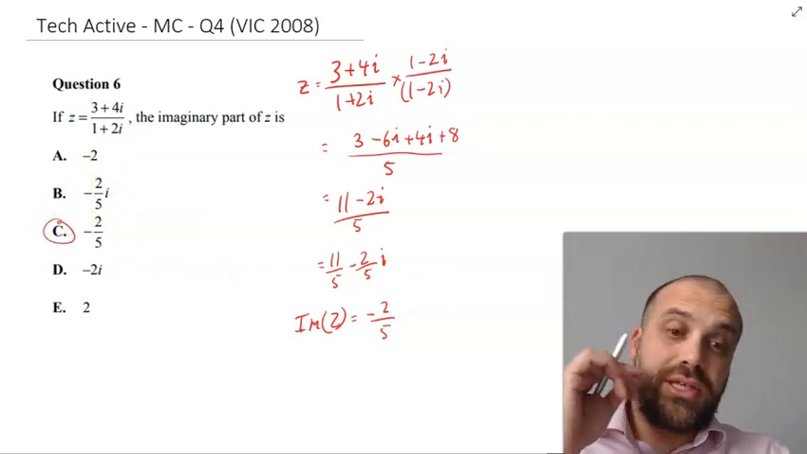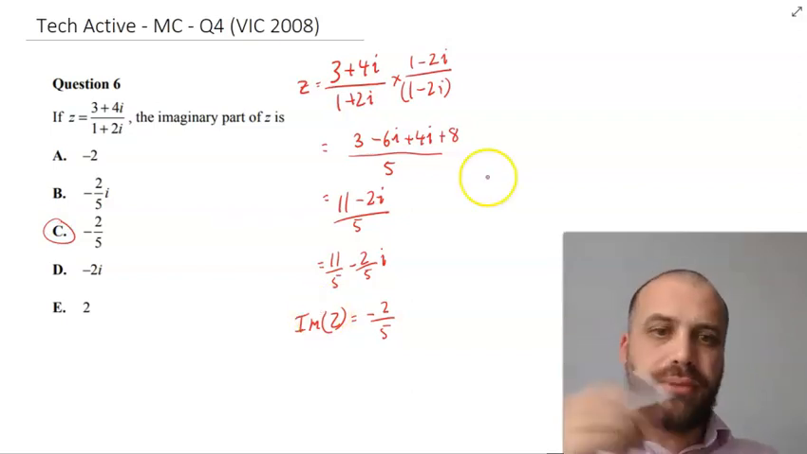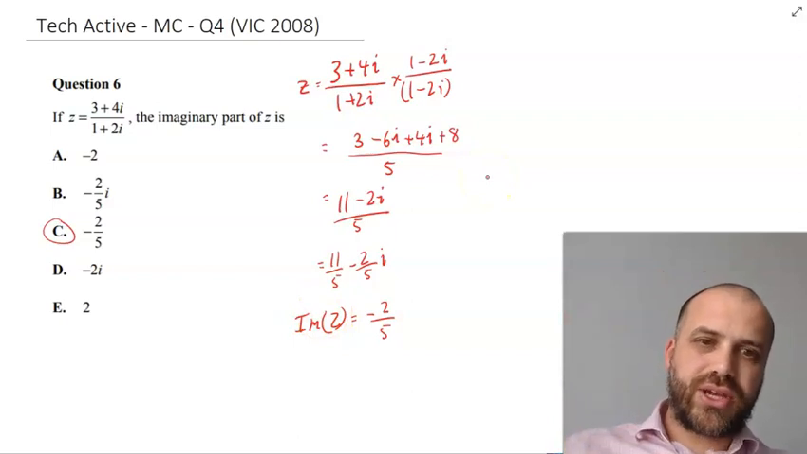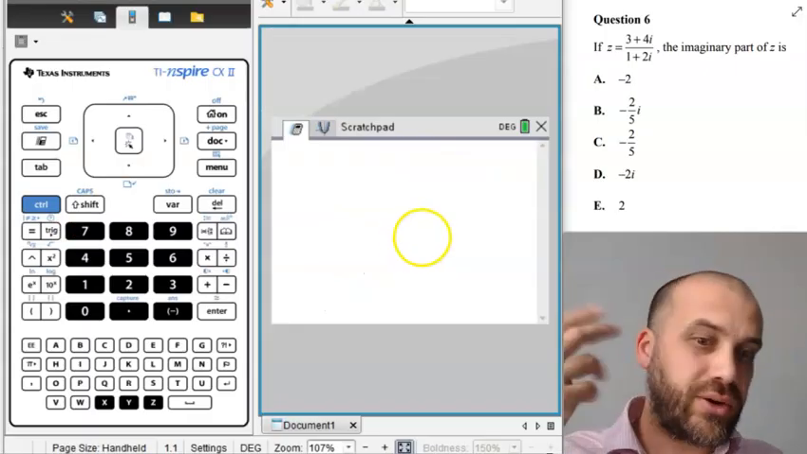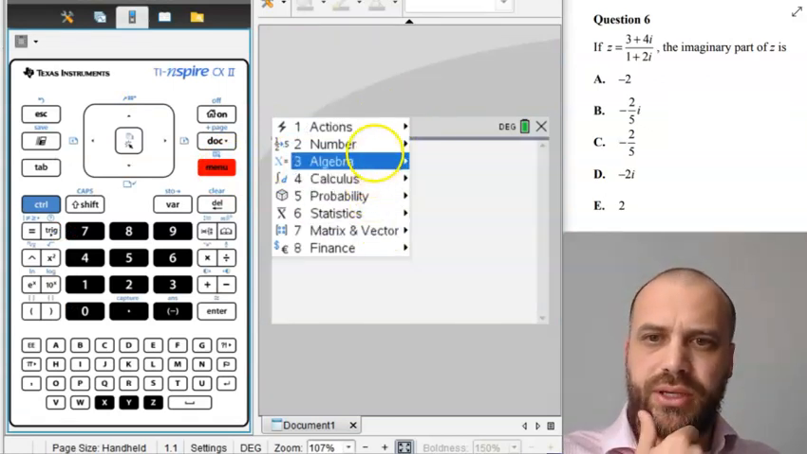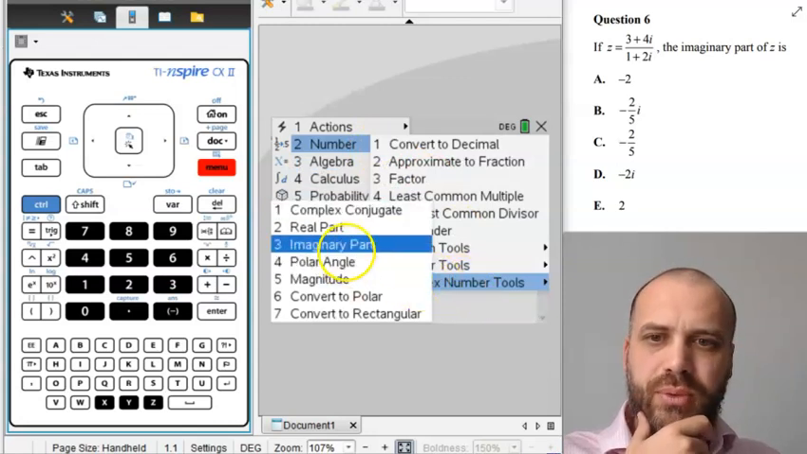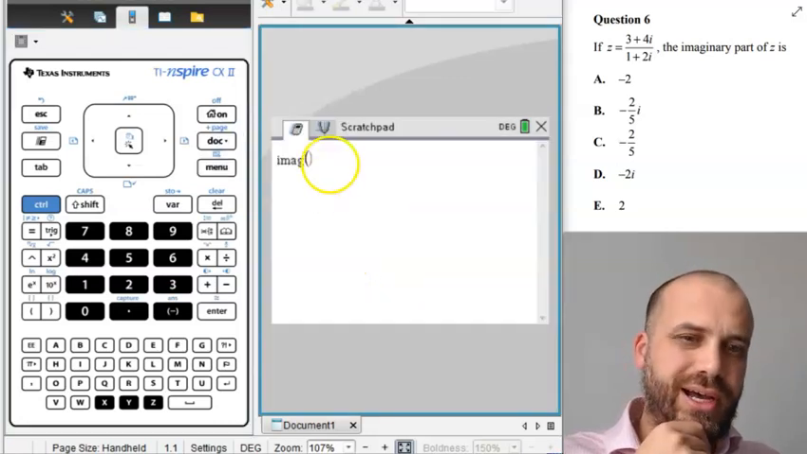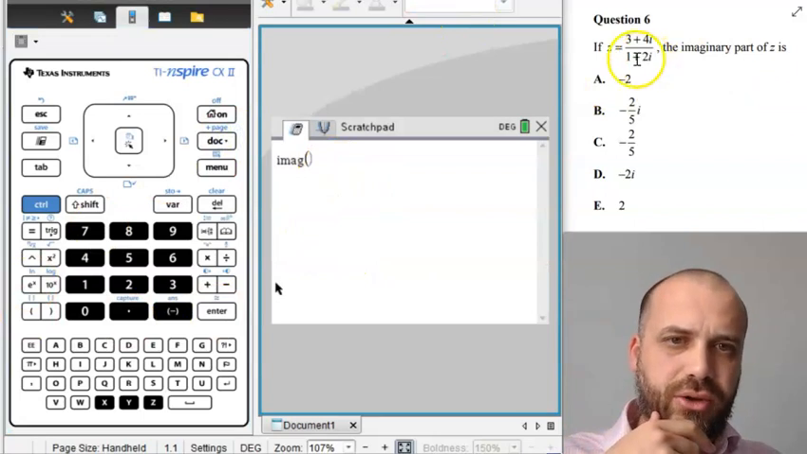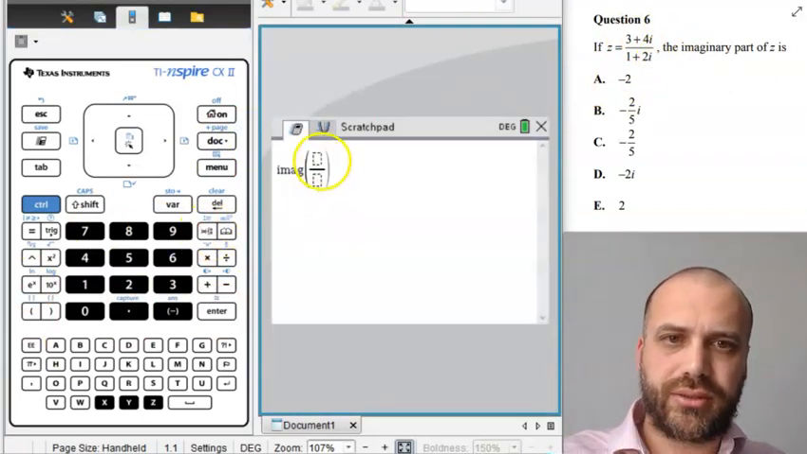Now, if this was on a tech-free paper, and it certainly could be, this is what I would be doing. But we found this on a tech-active paper, so how are we going to approach it? So here we go, I'm back on my calculator. We're going to go menu, and where are we going to go? We're going to go number, complex number tools, and we're going to be looking for an imaginary part. Now, what are we looking for an imaginary part of? Of that thing there. So then we just type it in.